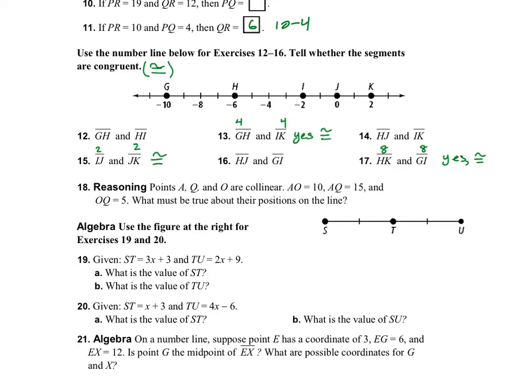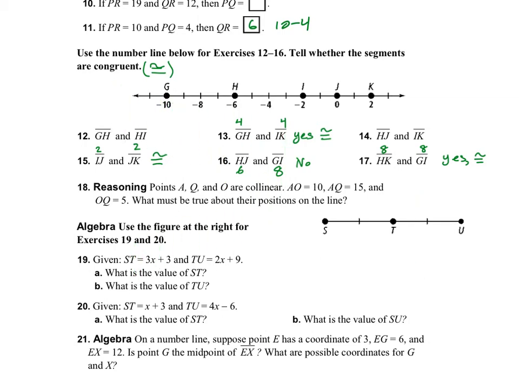Okay, I'm going to go over 16 so you can see when it's not congruent. From H to J, I have 1, 2, 3, 4, 5, 6. So HJ measures 6. And from G to I, I have 1, 2, 3, 4, 5, 6, 7, 8. So this is 8. So they are not congruent because they have different measures. Remember, congruent segments have exactly the same measure.